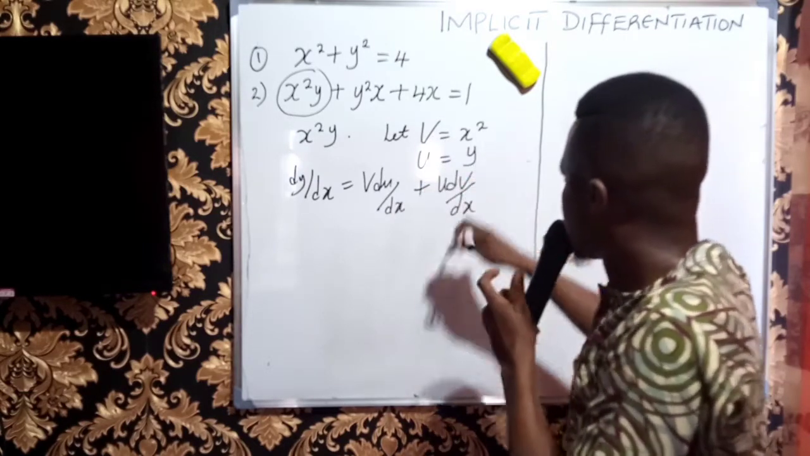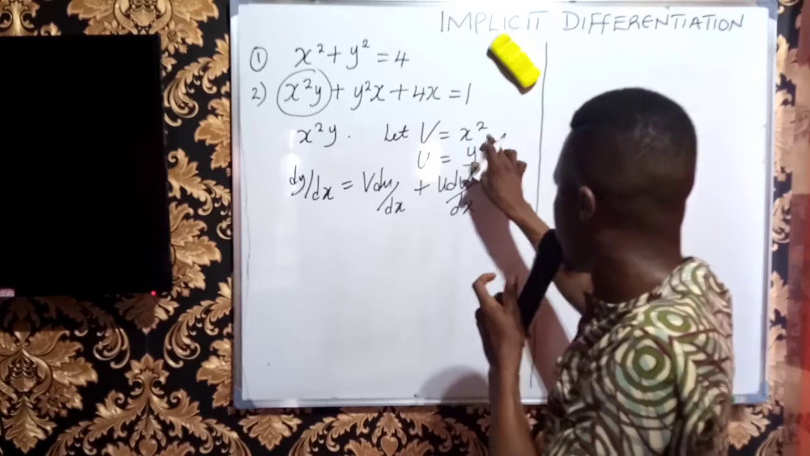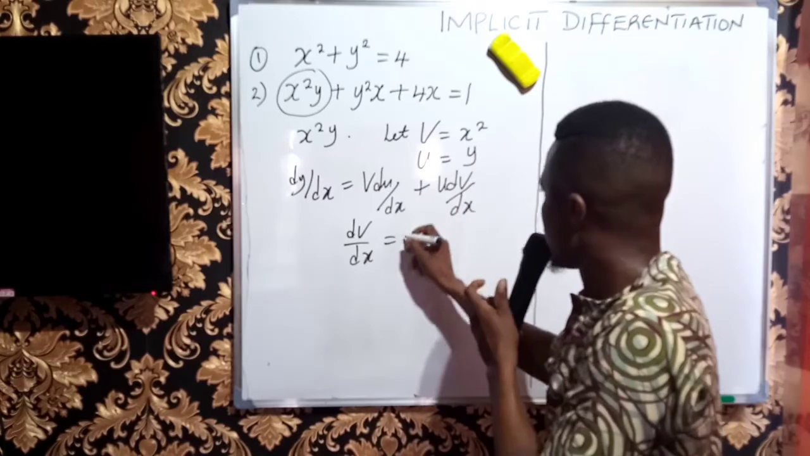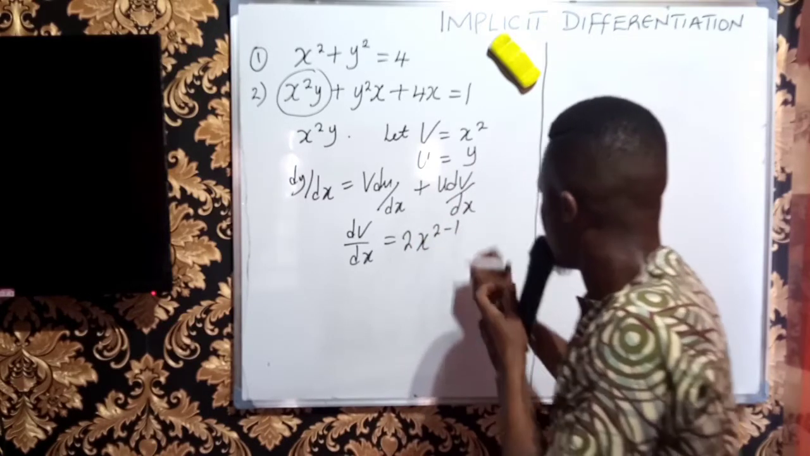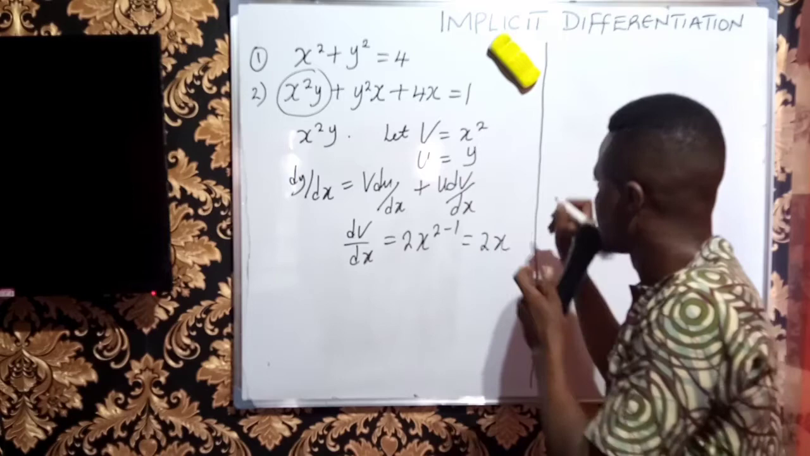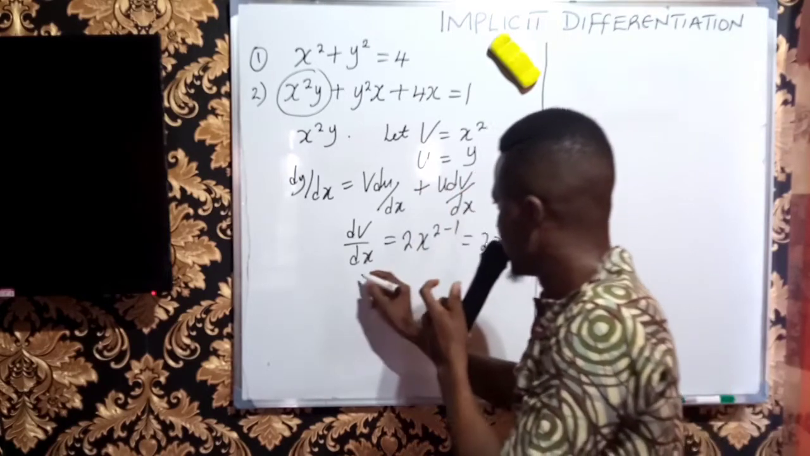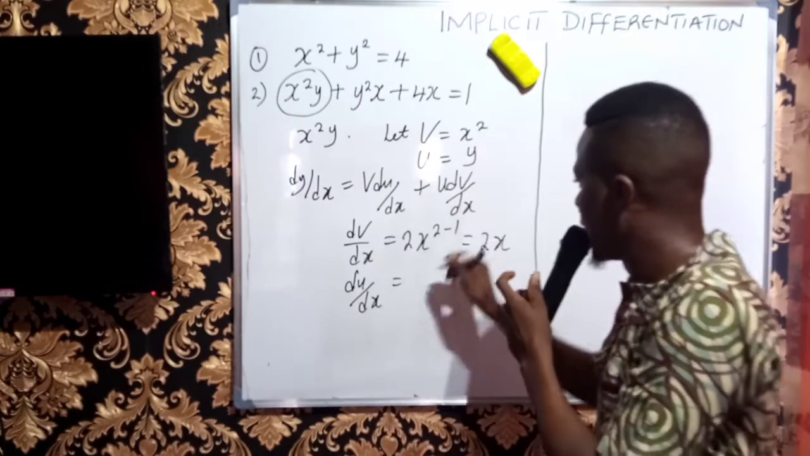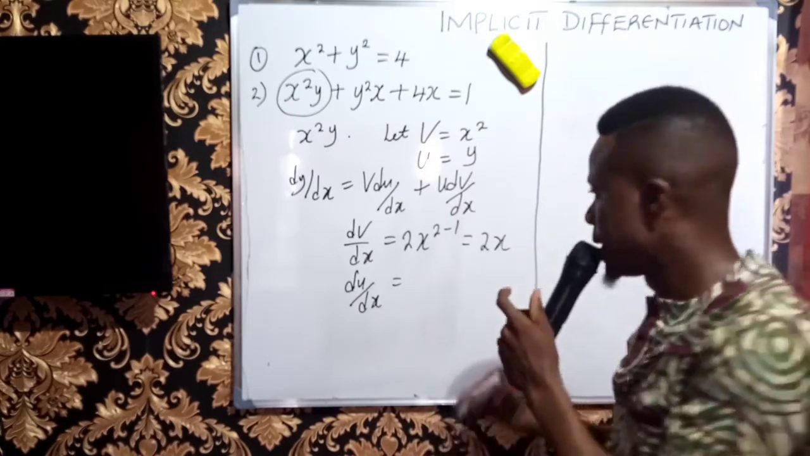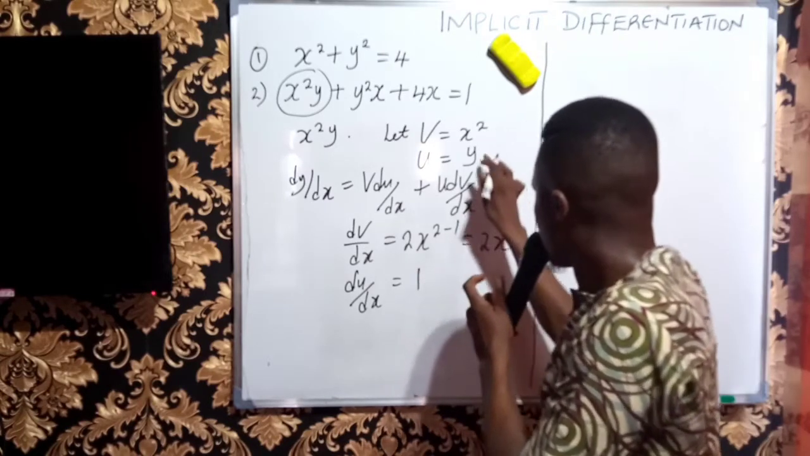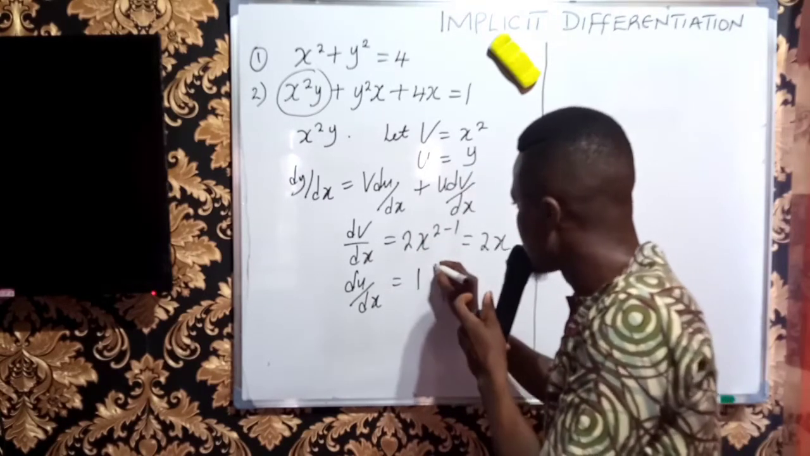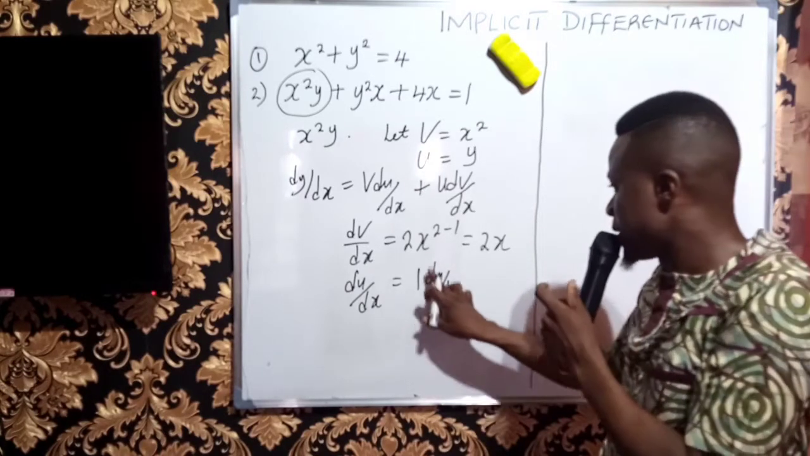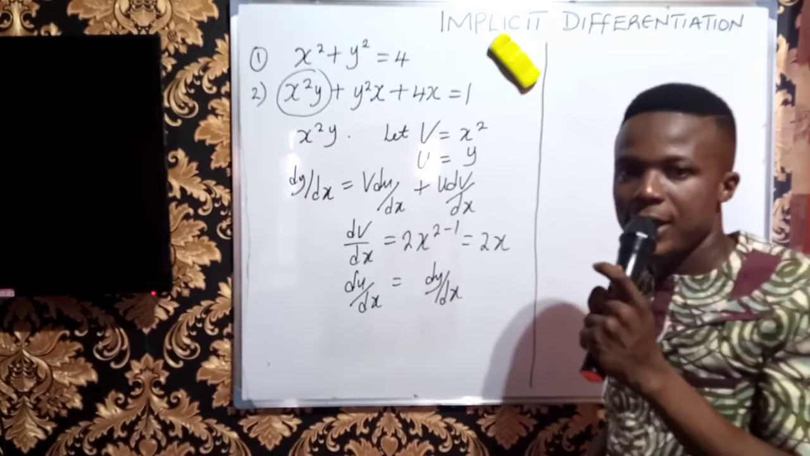So dv/dx, that is v with respect to x, dv over dx will give me 2 will come to the back, 2 minus 1. This will give me just 2x. Then du/dx. You see, I'm differentiating with respect to x, and this is y. If I differentiate y ordinarily, I will get just 1. Because I'm differentiating y, which is not x, I will still attach dy/dx. But 1 dy/dx is the same thing as dy/dx, because when you multiply anything by 1, you still get the same thing.